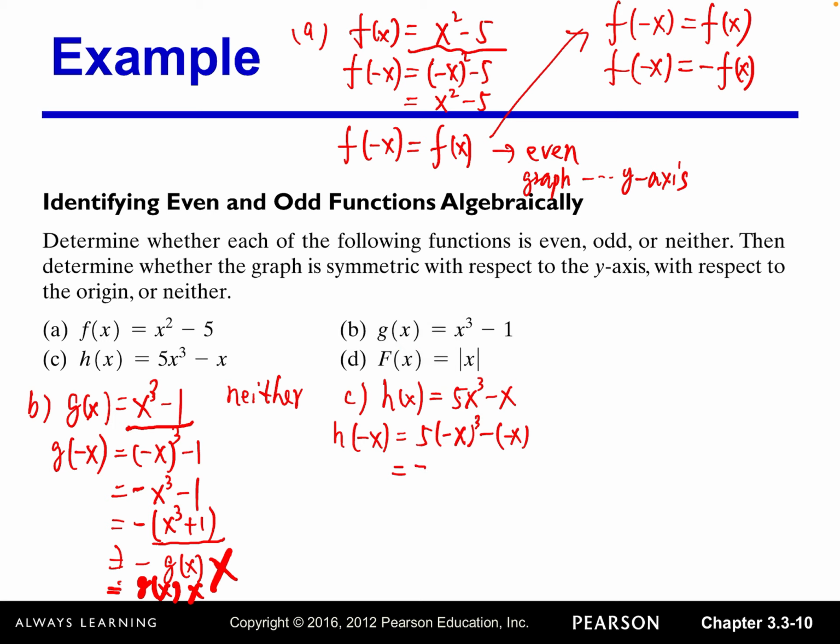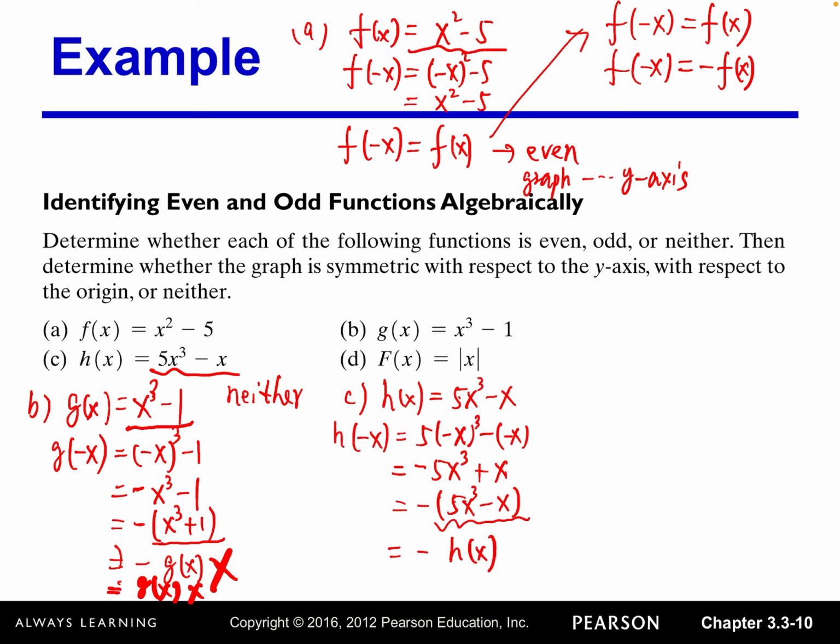That's negative 5x to the third, right? Negative x to the third power, the negative sign going outside. And then minus negative x becomes a plus x, right? If we factor the negative sign out, we have 5x to the third power minus x. Is this the same as h of x? It is, right? So that equals negative of h of x.